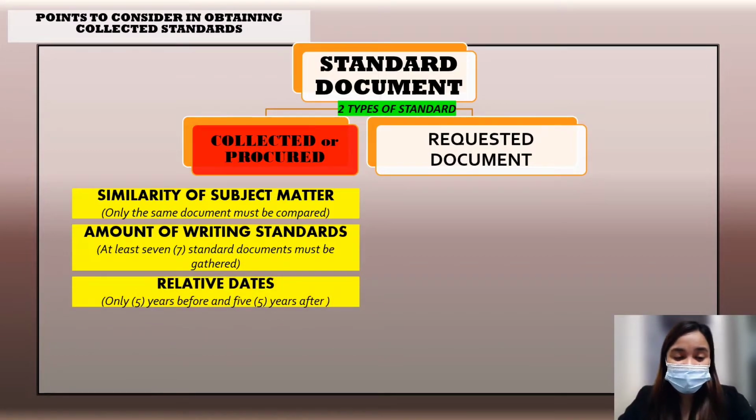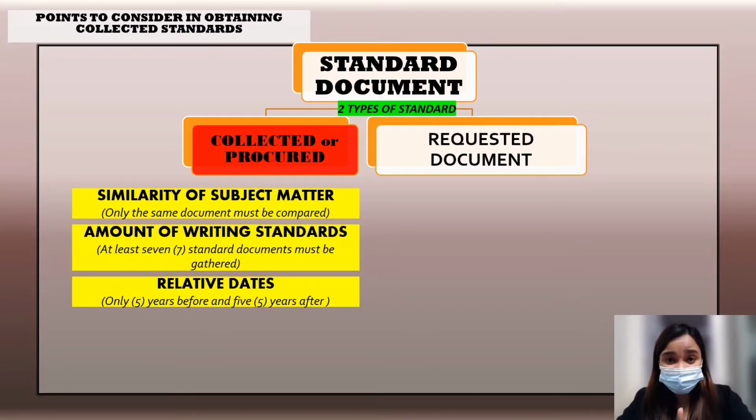Relative dates. Only 5 years before and 5 years after. Make sure that the standards for comparison are contemporary in dates. According to some books, it should be 5 years before and 5 years after. Okay, for example, if it's 2015 na find out mo yung question document, try to find the documents within 5 years before. Okay, for example, it's 2010, then 2015, and then after it's 2020. Okay, but other books say that it's better if you find a document within 2 years. Okay, 2 years before and 2 years after.